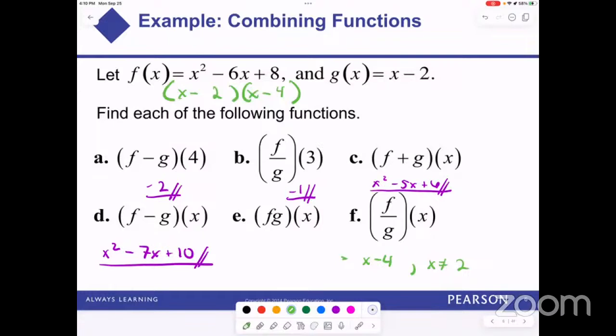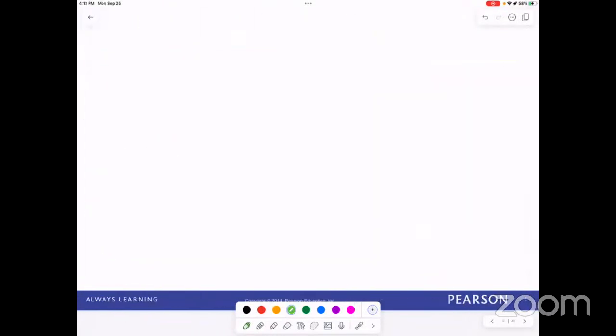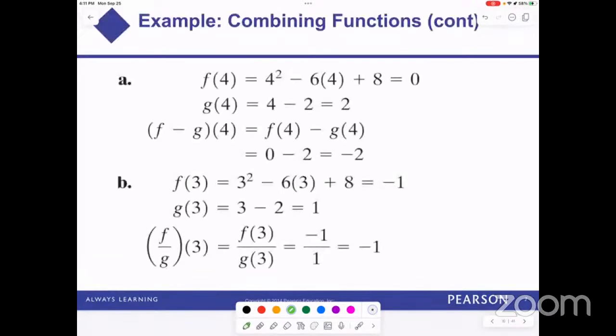Okay. Now, I was really just being lazy. I didn't write these all the way out. I just kind of put the results and kind of talked through it. But we have a prepared version right here. All right. Oh, and then one other thing before we get into that.